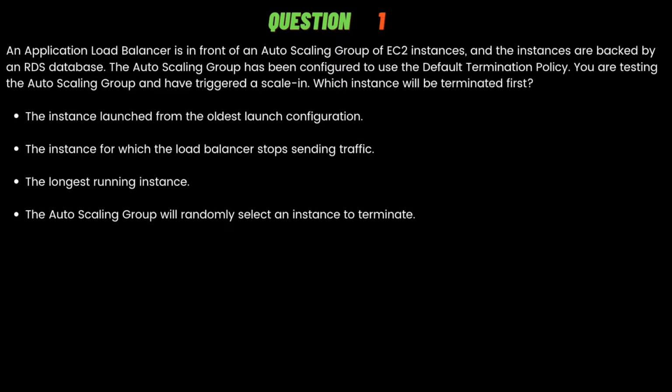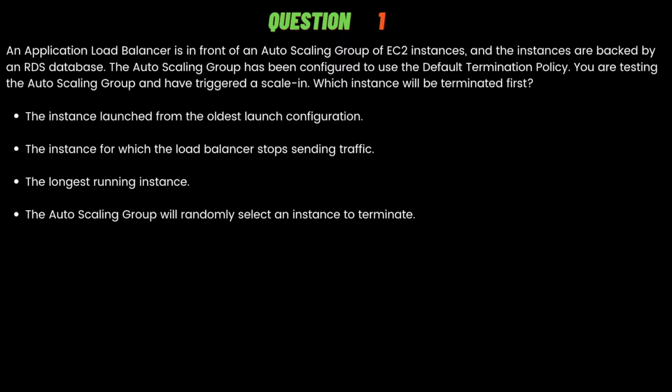The first question: an application load balancer is in front of an auto-scaling group of EC2 instances, and the instances are backed by an RDS database. The auto-scaling group has been configured to use the default termination policy. You are testing the auto-scaling group and have triggered a scale in. Which instance will be terminated first? We have four options. The instance launched from the oldest launch configuration.